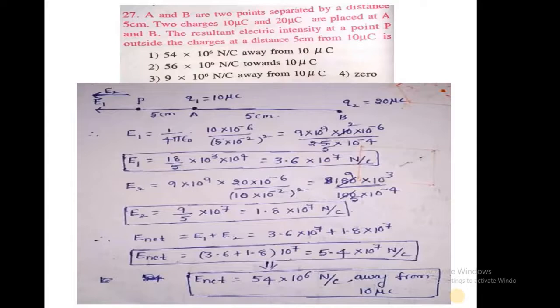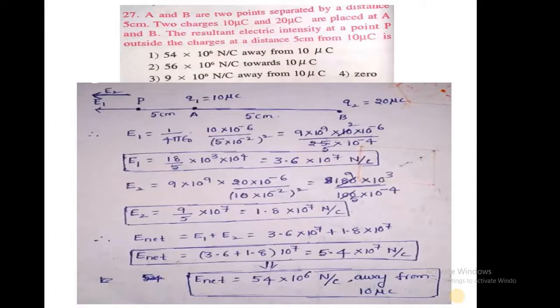Due to the charge at A, that is 10 microcoulombs, the intensity of electric field is in the direction of E1 as shown in the figure. That means Q1 is a positive charge, so the electric field lines are away from the charge Q1. Again, due to Q2, the electric field is also away from Q2, that is given by the direction E2. Here E1 and E2 are in the same direction, that's why the net electric field at point P is given by the sum of E1 and E2.